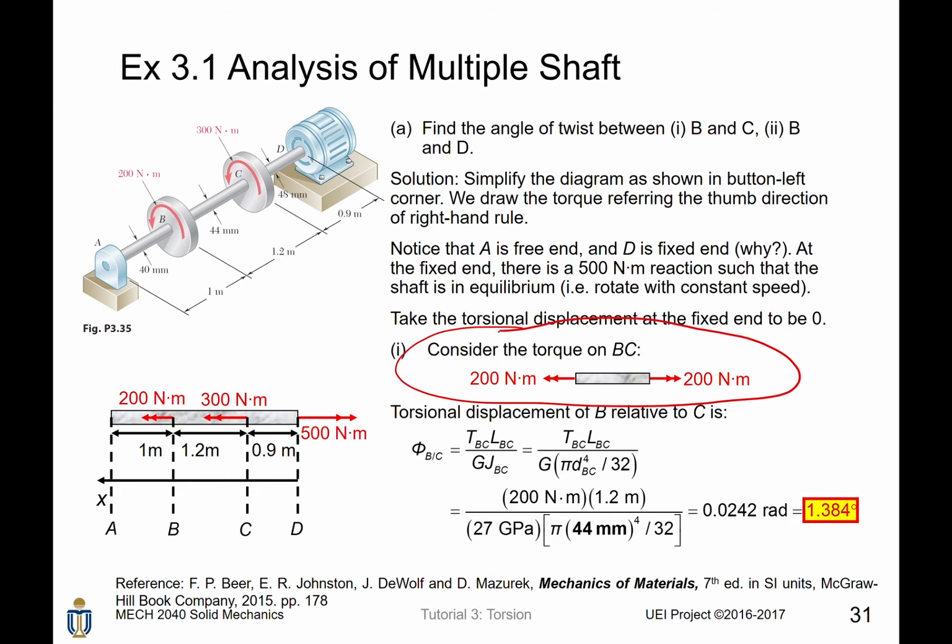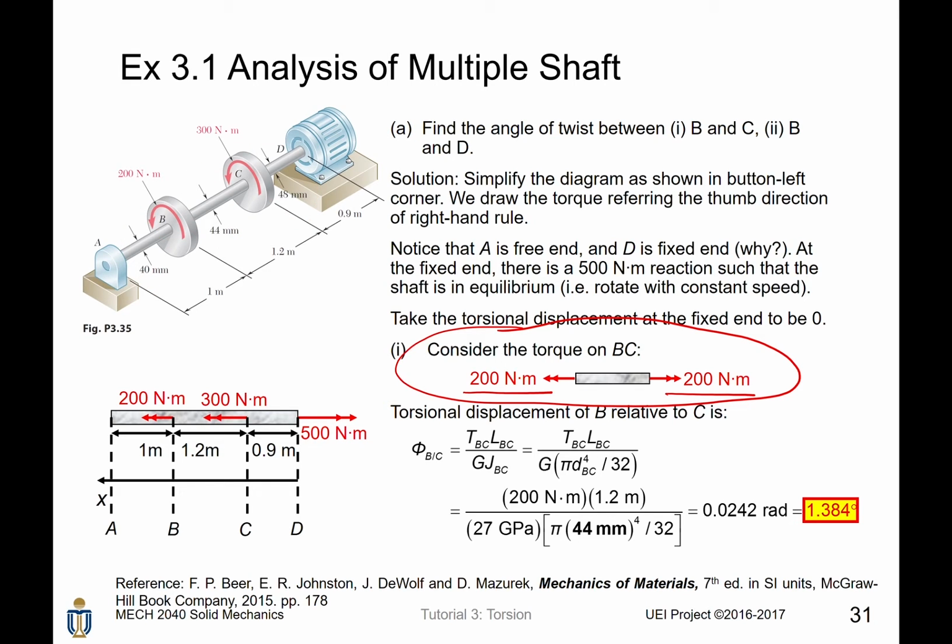For segment BC, by using the double arrow notation, we can immediately know that there is a 200 Nm torque, which is positive, acting on this piece of material. Then you can find the torsional displacement directly by using the formula. One reminder is that the diameter of the circular shaft is not uniform. For AB, it is 40 mm, for BC, it is 44 mm, and for CD, it is 48 mm. So be careful with it, because when I did this problem for the first time, I forgot to observe the difference of the diameter, and I got the wrong answer as well. So be careful with it.